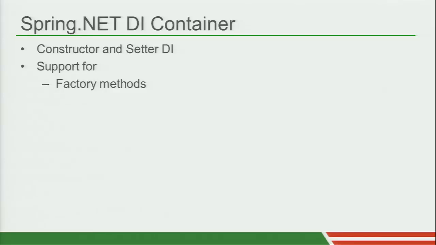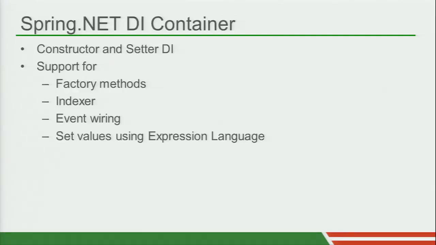This is a great extensibility mechanism for anyone who's got objects to construct that are very, very complex or have a whole bunch of construction logic attached to them. We also have an indexer, so it's possible to ask the container for an item by index. Event wiring I mentioned before. In the context of the DI container, we support using the Spring expression language for setting and calculating values that are passed to our objects at assembly time.